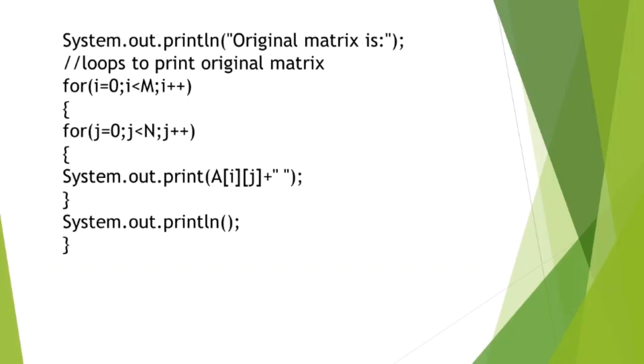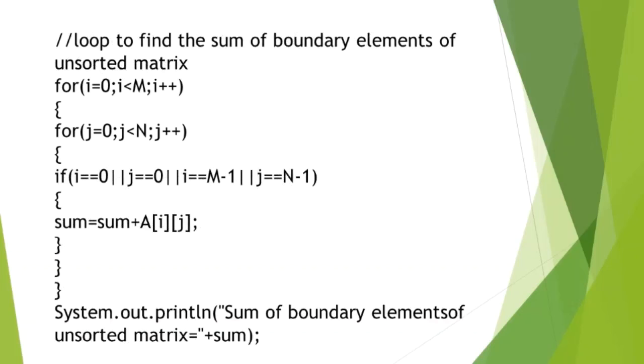Next comes the loop to find the sum of boundary elements of the unsorted matrix. The next 2 loops are used to find the sum of boundary elements. The condition for boundary elements is that the row number should be 0 or m minus 1, or the column number should be 0 or n minus 1.